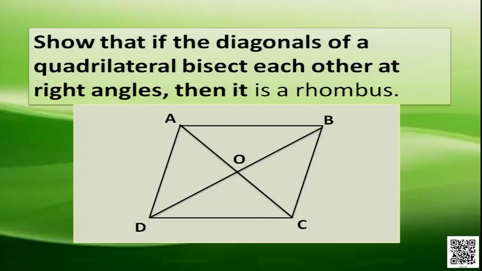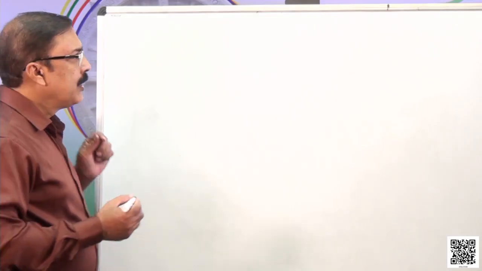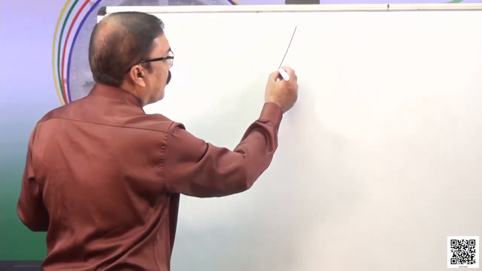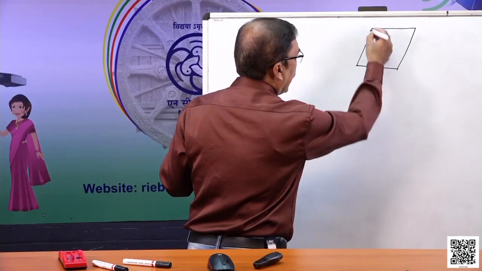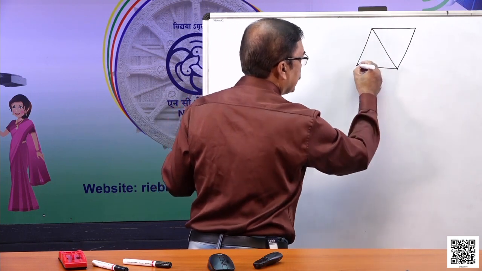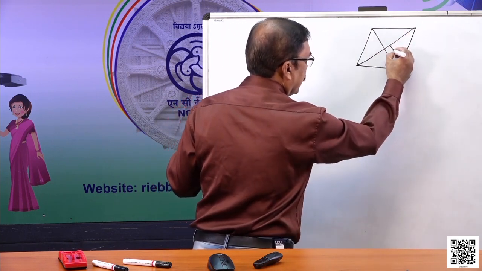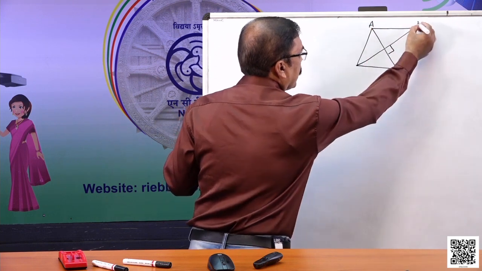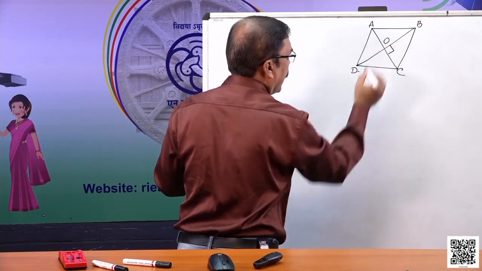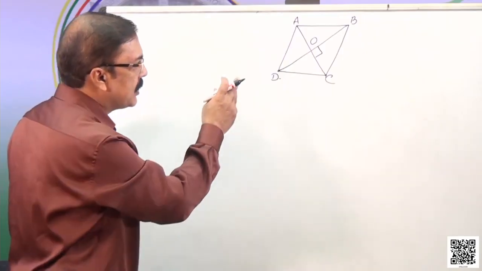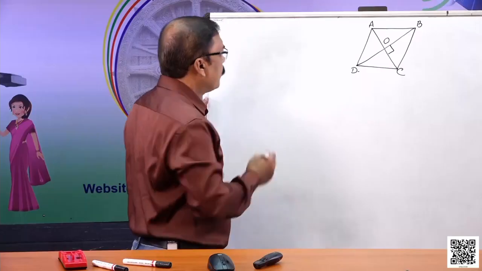This says that show that if the diagonals of a quadrilateral bisect each other at right angles, then it is a rhombus. Here, given that a quadrilateral is there and the diagonals bisect each other perpendicularly. So, name the quadrilateral ABCD and the diagonals bisect each other perpendicularly at O.